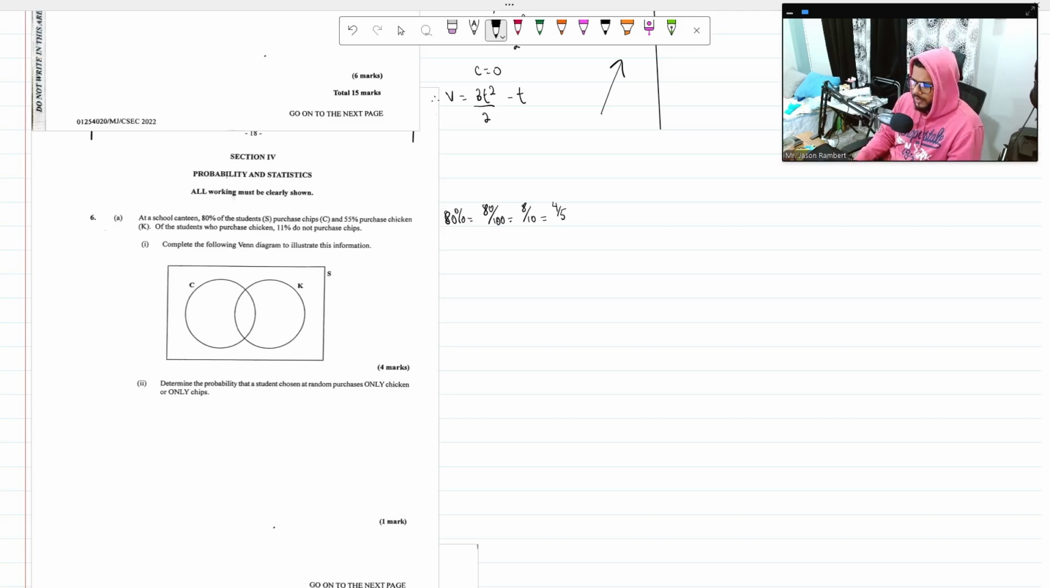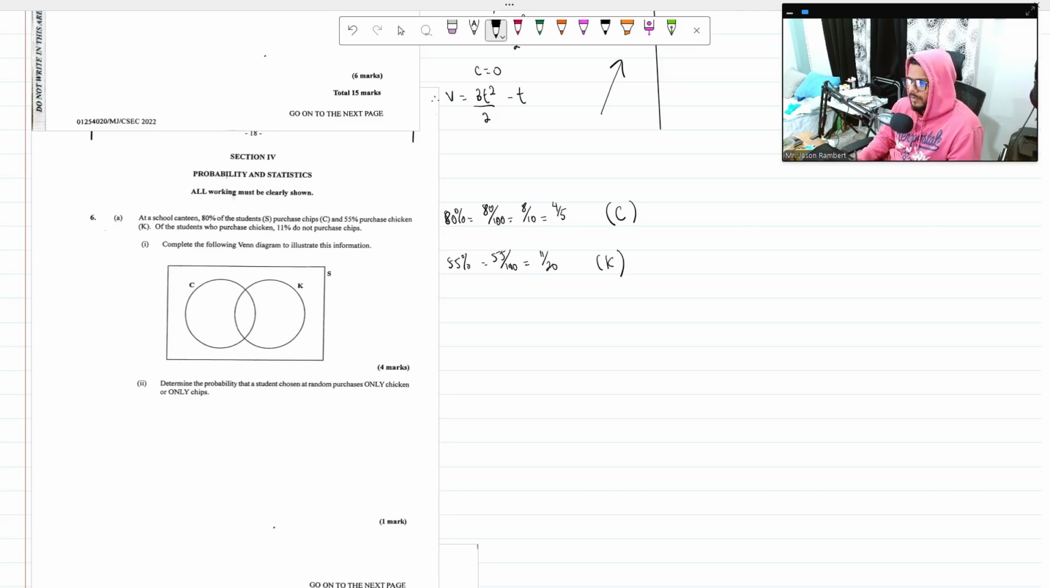55%, this is C, right? So this is S, sorry. I am going to put S, C, and K. At the school canteen, 80% of the students purchase chips, 55% purchase chicken. So 55% is going to be 55 over 100, which is going to be 11 out of 20.